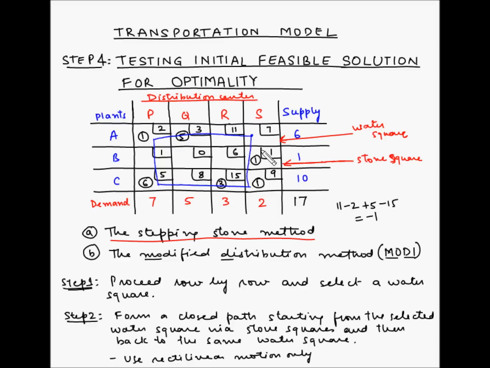Now step number three is to assign plus and minus signs, starting with a plus sign for the water square. So this is plus, this is minus, this is plus, and this is minus. And then the next step is to calculate the net cost change for this path. So the net cost change will be 7 minus 2 plus 5 minus 9.